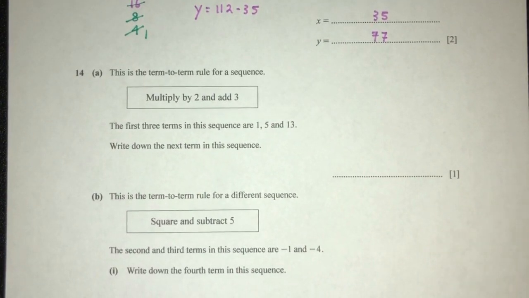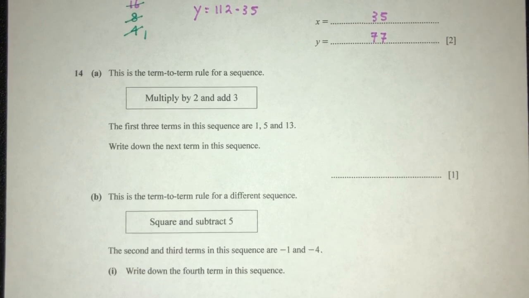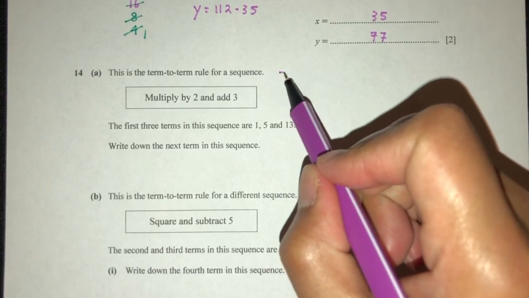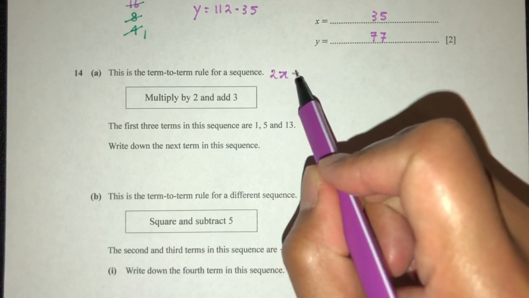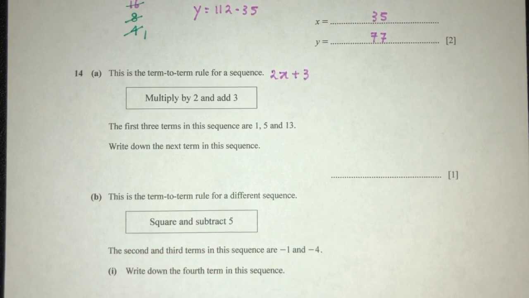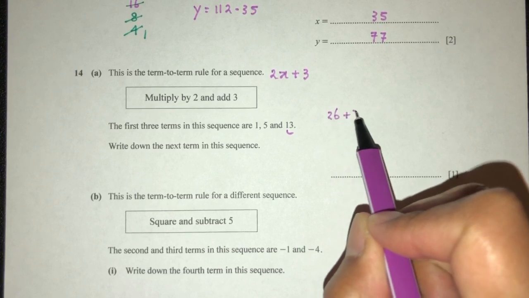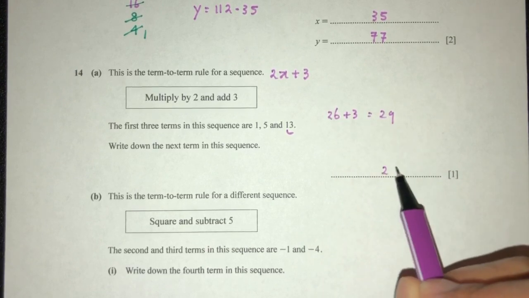Now let's move on to question number 14. This is a term-to-term rule for a sequence. Part A: the first 3 terms. Here we have to multiply by 2 and add 3. That makes sense, right? Multiply by 2, add 3. So the first 3 terms in this sequence are 1, then times 2 plus 3 is 5, times 2 plus 3 is 13. Write down the next term. Pretty easy. Next term will be times 2 is 26 plus 3, that should be 29.